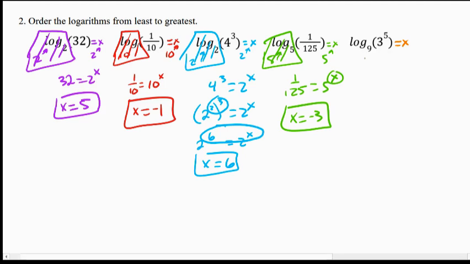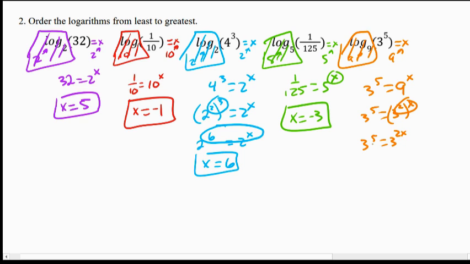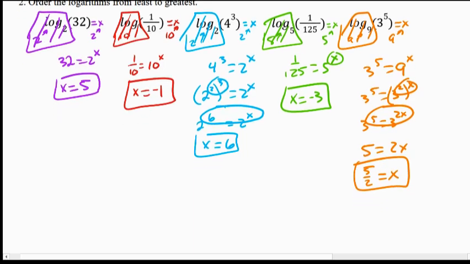And last one here, raise both to the power with a base of 9. So I get 3 to the power of 5 equals 9 to the power of x. I change the right side here to have the same base. That's 3 squared. I use the power of a power rule to multiply those. Now that the bases are the same, I can set the exponents equal to each other. Divide by 2. And I have all of my values for these logs.